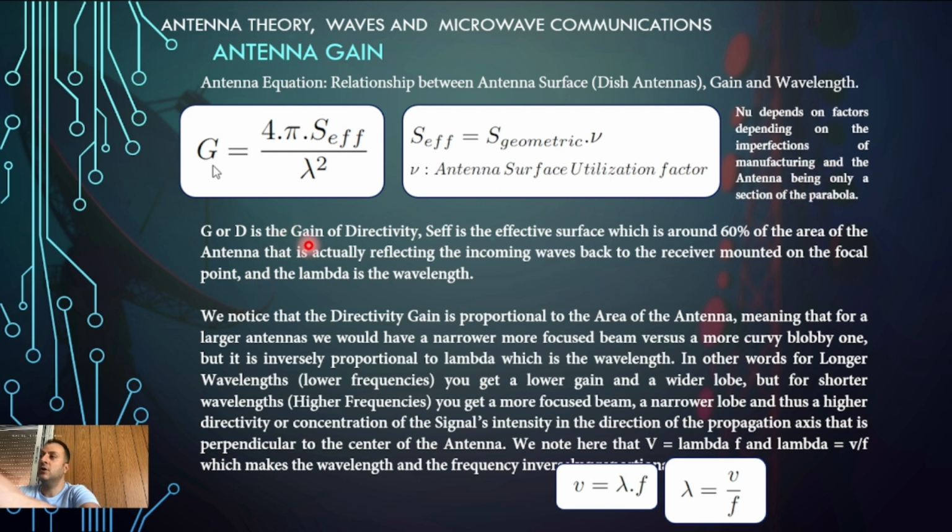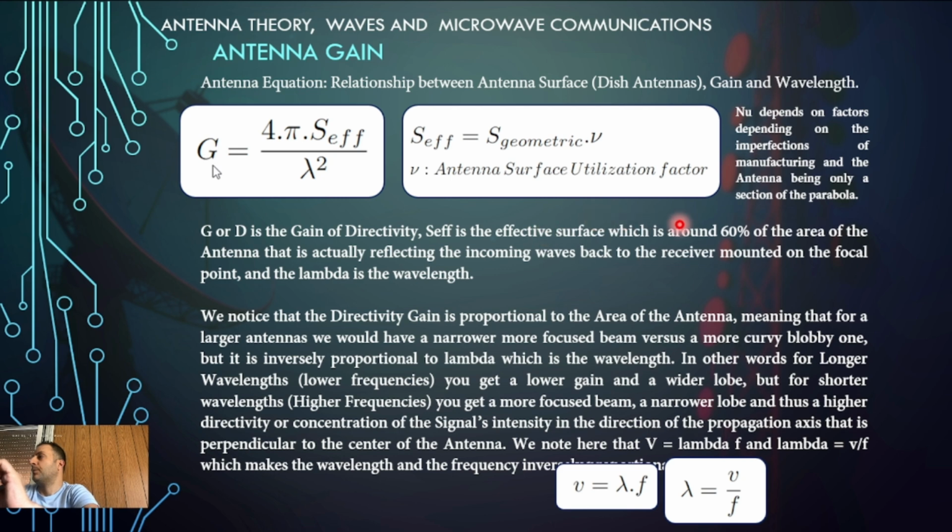So G or D is the gain or directivity measured in dBi. Effective surface is the surface which is around 60% of the entire inner area of the antenna that's actually reflecting the incoming waves back to the receiver, mounted on the focal point, because the dish is reflecting the signal back to the receiving device mounted on the focus of this parabola.